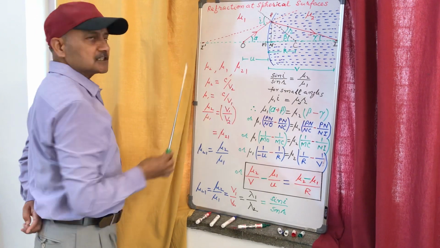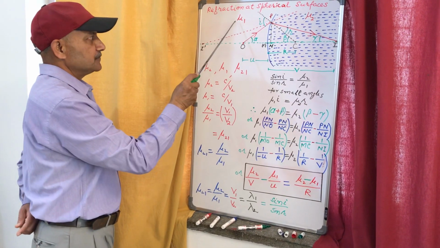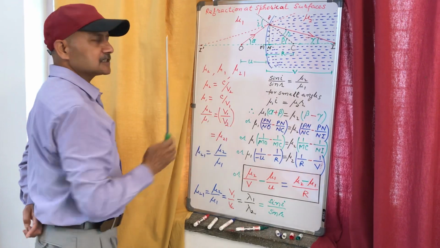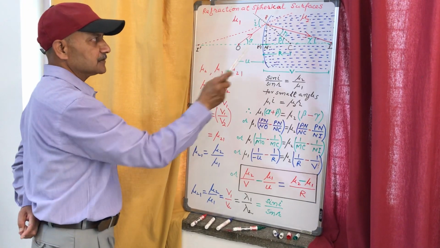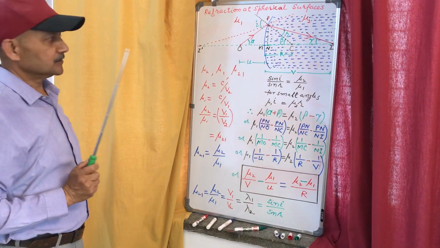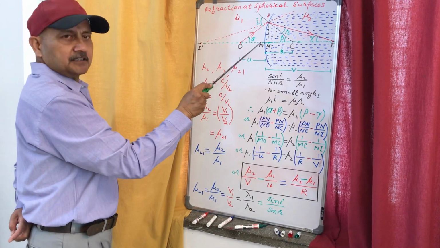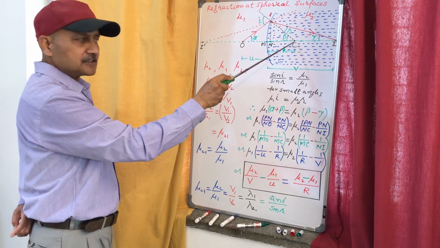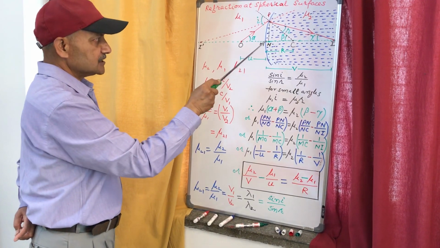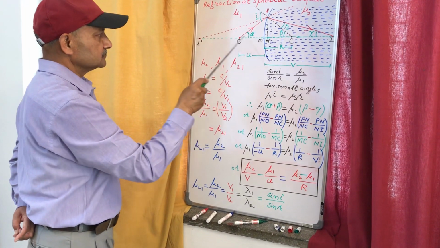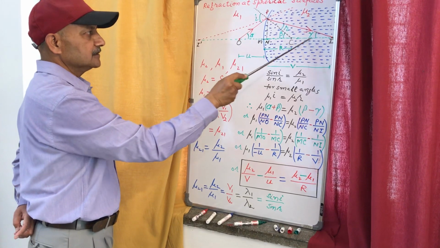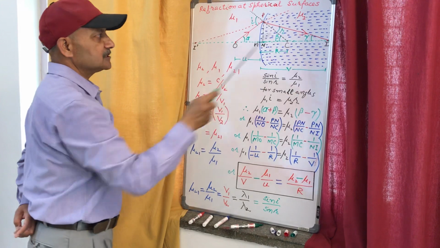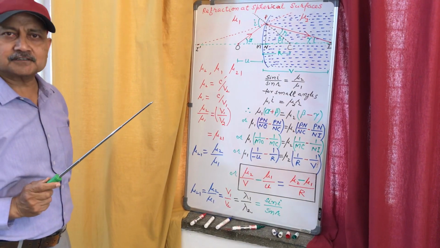On the left side of this spherical surface lies a medium having refractive index mu1. On the right of this spherical surface lies a medium having refractive index mu2. This is the midpoint of the spherical surface. This is the center of curvature of the spherical surface. This green line joining the midpoint and the center of curvature is called the principal axis of the spherical surface.